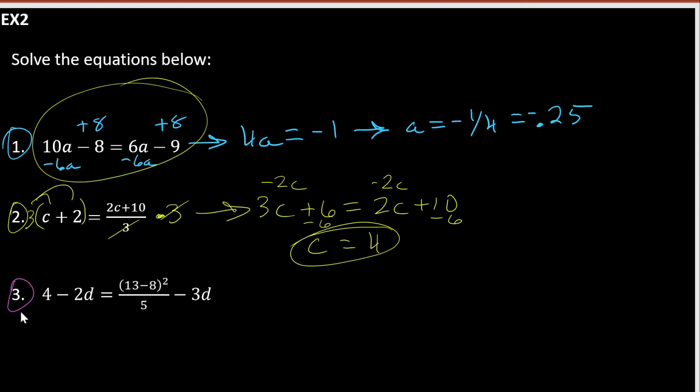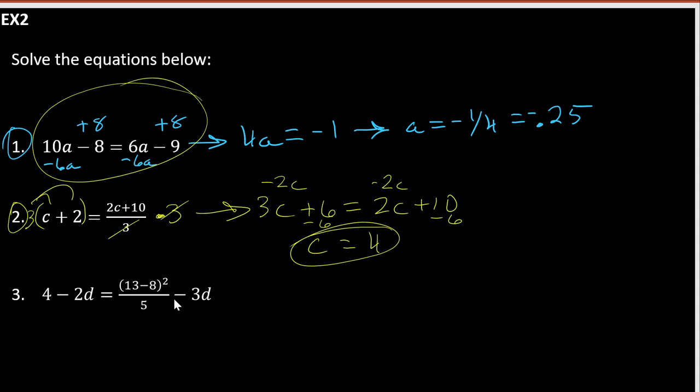Last example, 4 minus 2d equals blah, blah, blah, blah. Okay, so we're going to have to do a little bit of, we call it order of operations here. So we've got grouping, and we've got an exponent. And then we've got division, and we've got a whole bunch of stuff. But what this really is a big old single term of grouping, right? So that means grouping always comes first, or parentheses. Grouping always comes first in the order of operations.